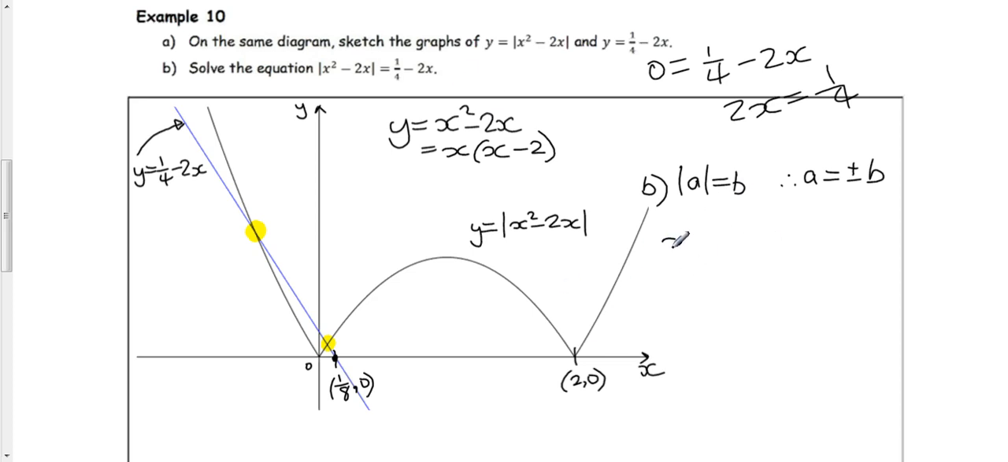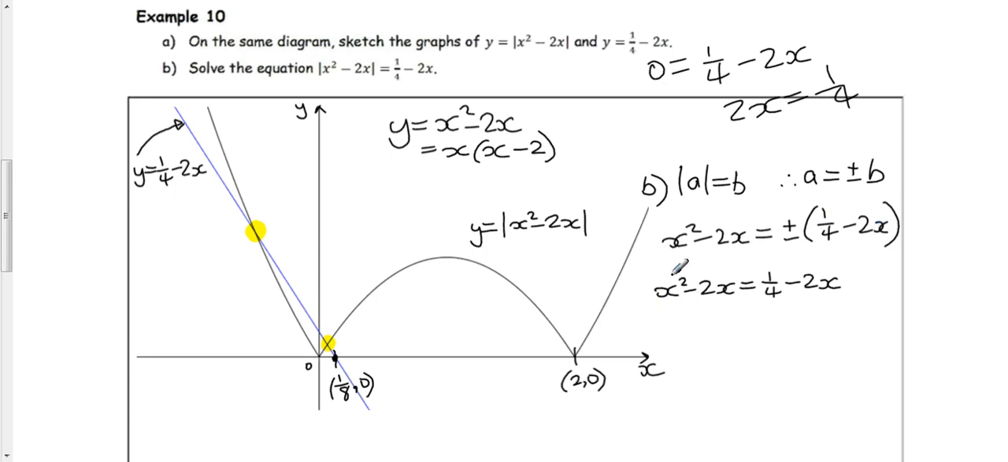Inside the modulus, I have x squared minus 2x. Now that must equal positive or negative the right-hand side. Note the brackets, they're very important. It's plus or minus the whole of the right-hand side. So we get two possibilities here. Either x squared minus 2x equals a plus 1 times the right-hand side, so I get this. Or x squared minus 2x equals minus 1 times the whole of the right-hand side.